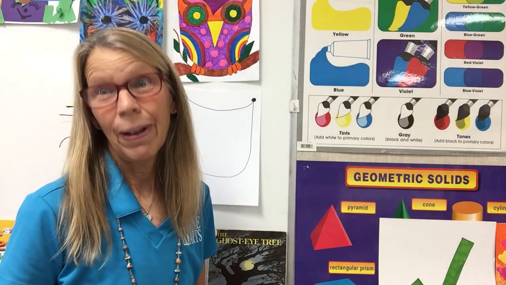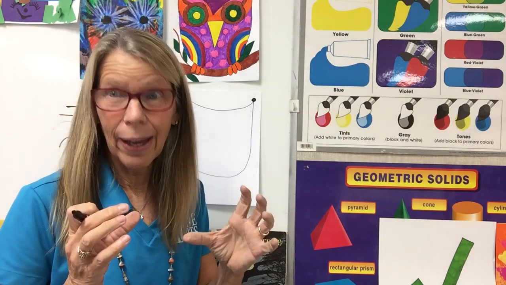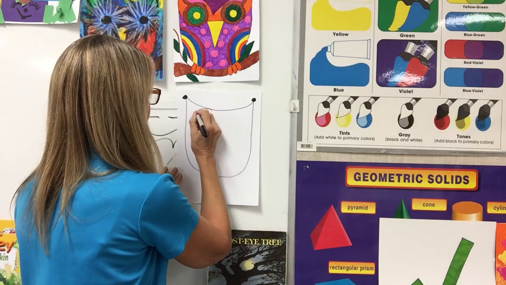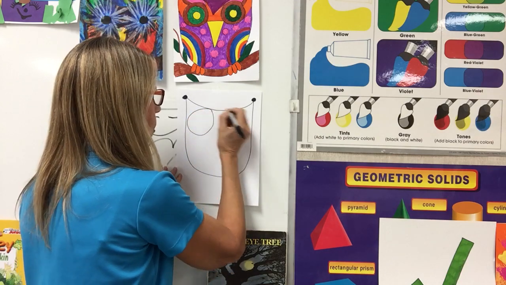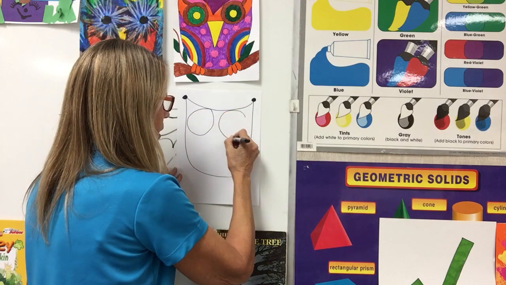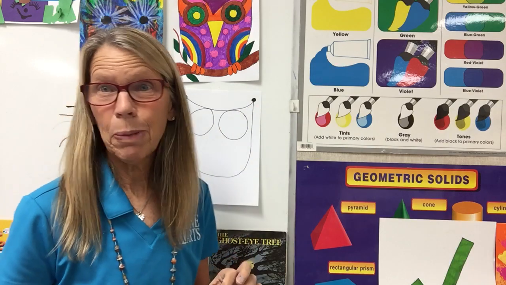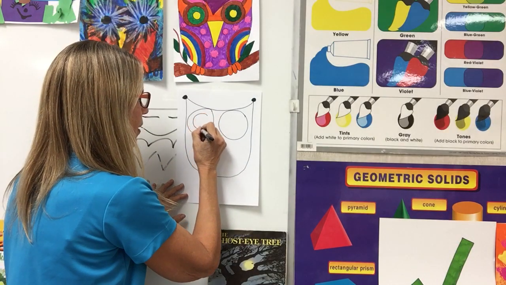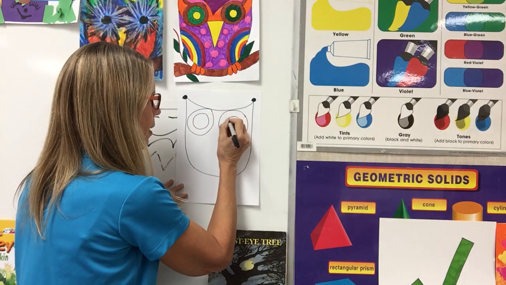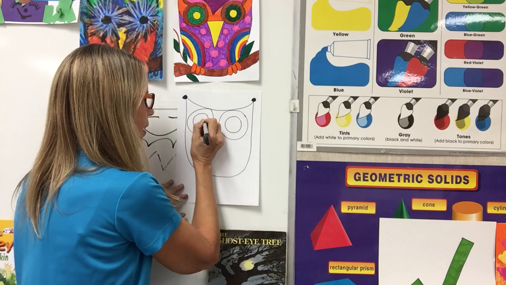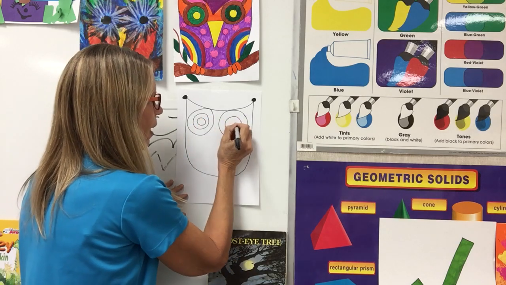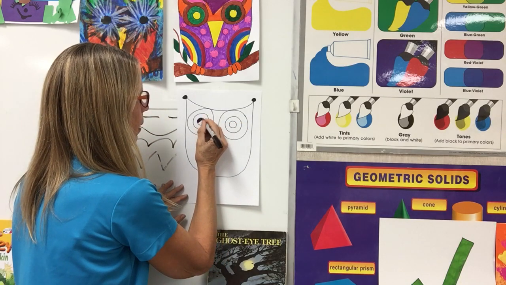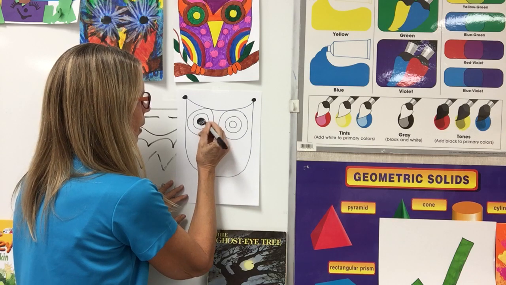Now here's the fun part. Owls have big eyes, super big eyes. One, two. And do they have to be perfect? No. And I'm going to put a medium eye inside, and a medium eye inside, and a smaller eye inside, and a smaller eye inside. And I'm going to color in my small eyes black, but you can color it in any color you want.